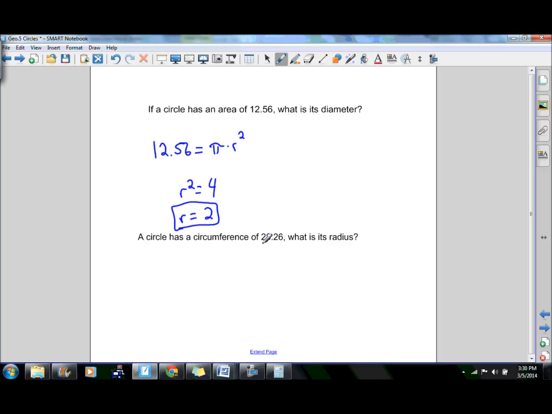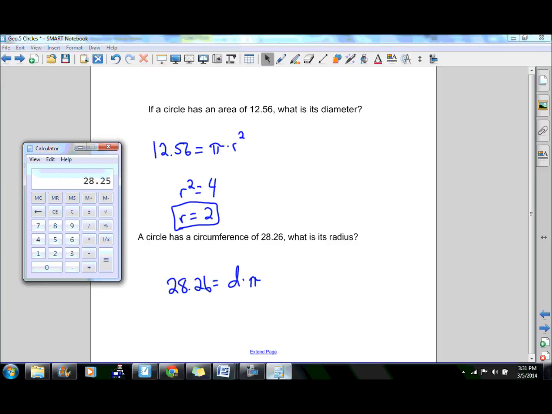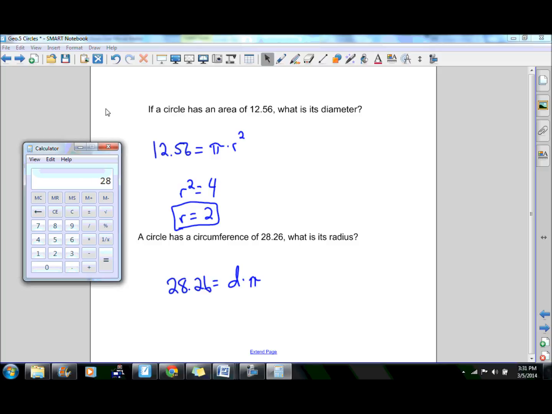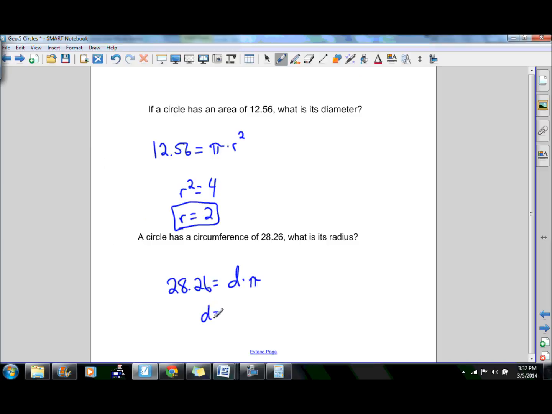Now, same idea. If we're given the circumference is equal to 28.26, we know the circumference is equal to the diameter times the value of pi. Therefore, here we have to divide by the value of pi. Therefore, we're going to do 28.26 divided by the value of pi, which is 3.14 in this example, which is 9. So the diameter here would be equal to 9. And if we want to find the radius, we know the radius is half of the diameter, so 4.5.